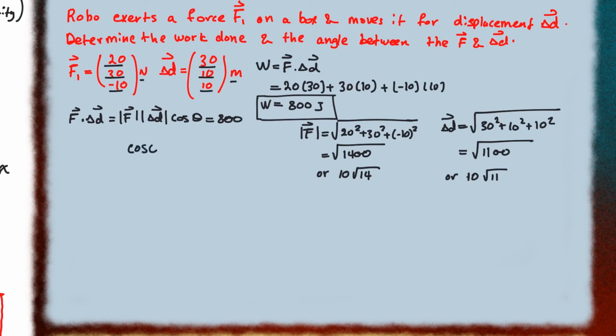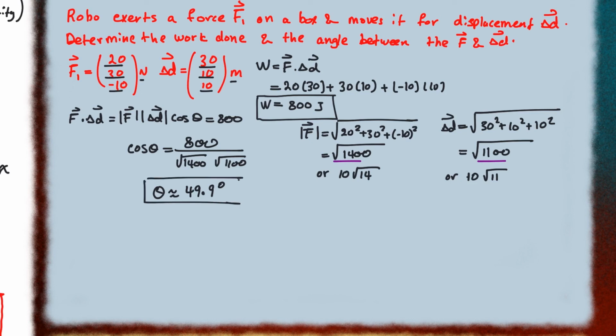Now we go back to our equation and we're going to rearrange for cosine of theta. So that's going to equal 800, and we're going to divide both sides by magnitude of force and magnitude of displacement. So that's root 1400 and root 1100. And when we take the inverse cosine of that value, we get our angle theta is equal to approximately 49.9 degrees.